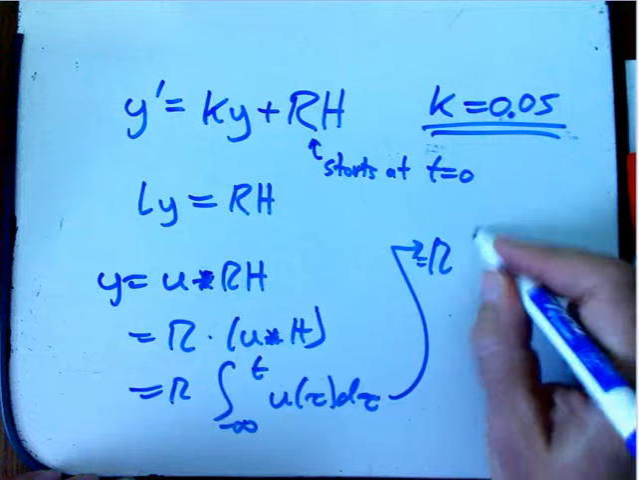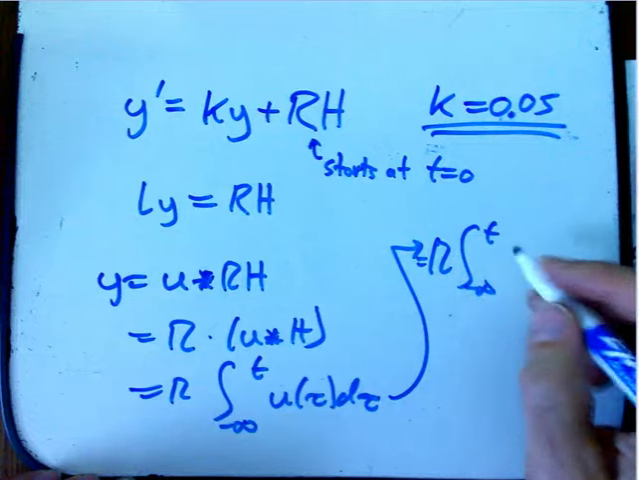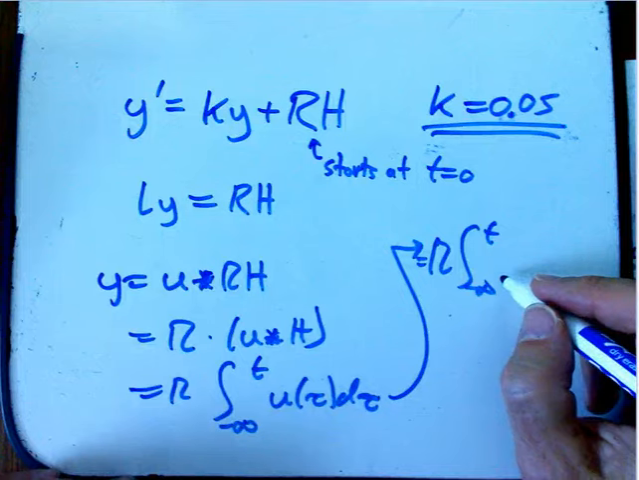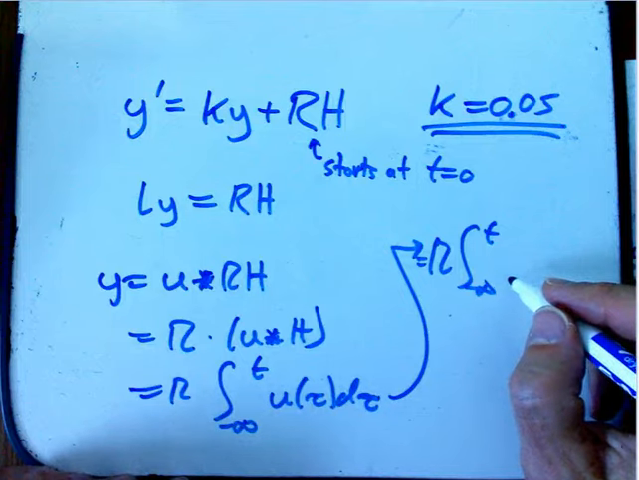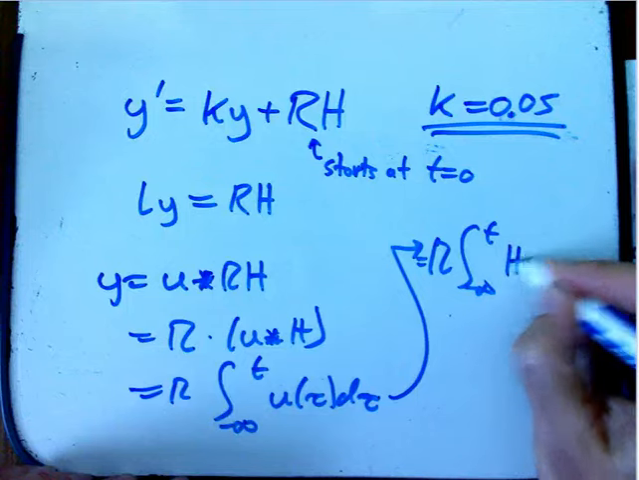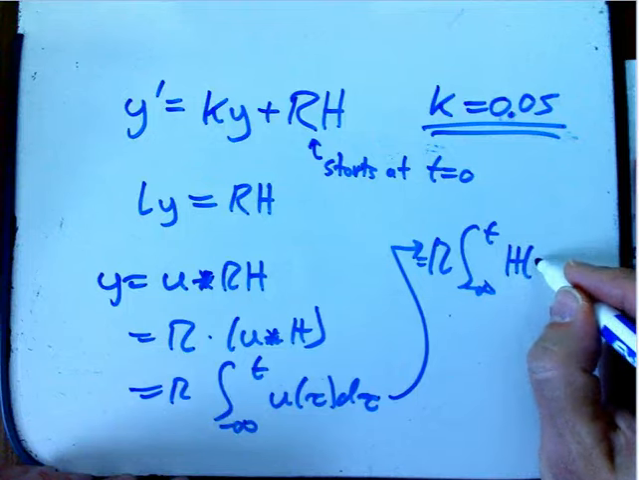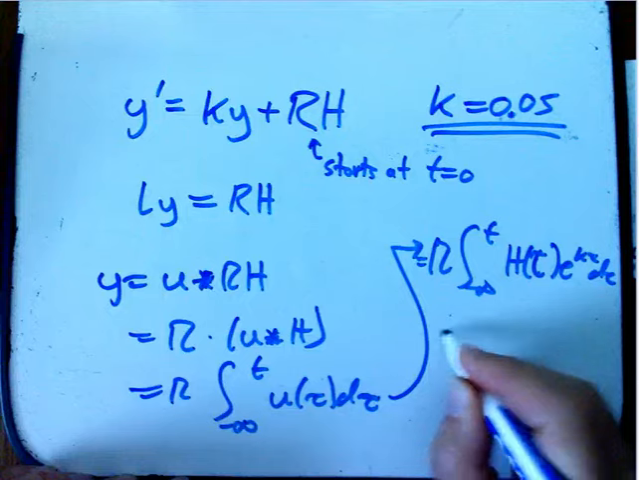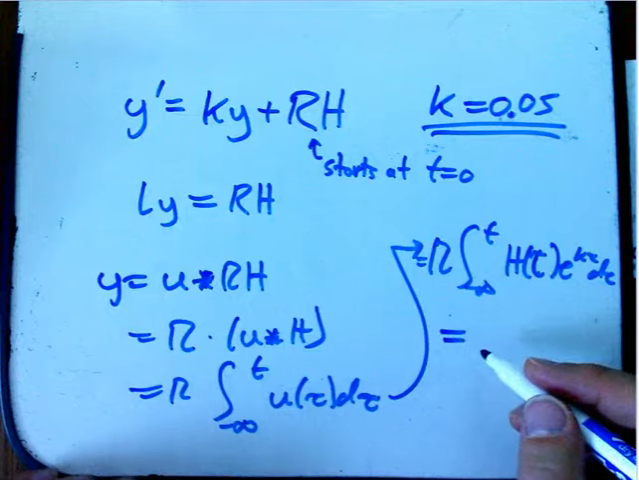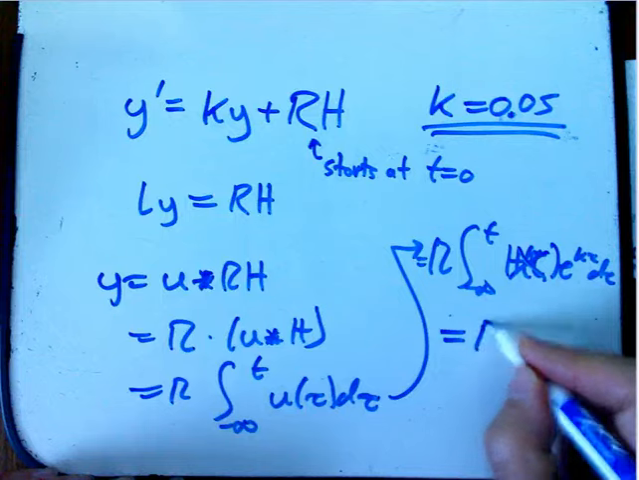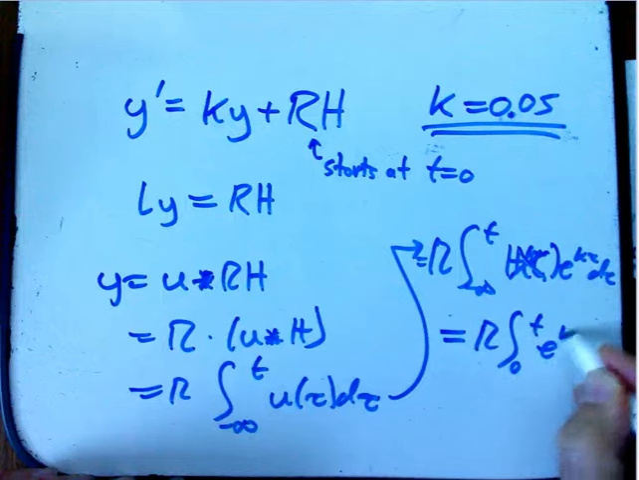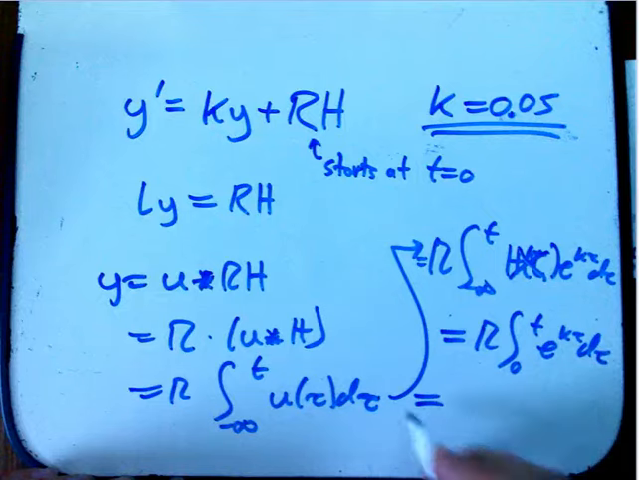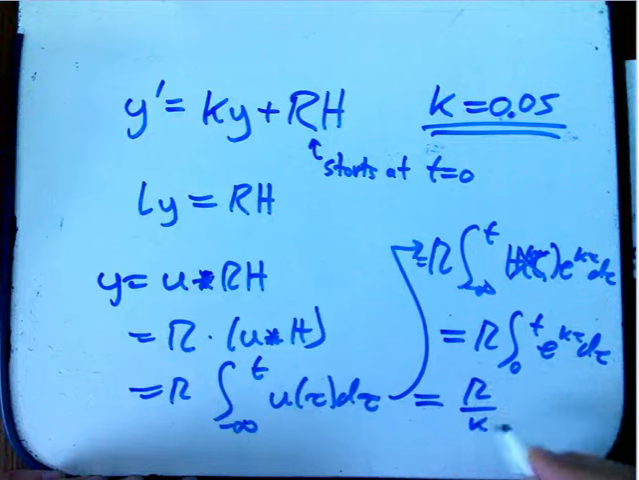Okay, so let's actually put that in. That was equal to, let's see, that's e to the kt, that's h of t, h of tau, e to the k tau, d tau. Okay, and so that's going to make it equal to the integral from 0 to t of e to the k tau. Okay, so now we're back to our finite integral situation, again with initial value problems, that's typical, and that's going to be r over k times e to the kt minus 1.